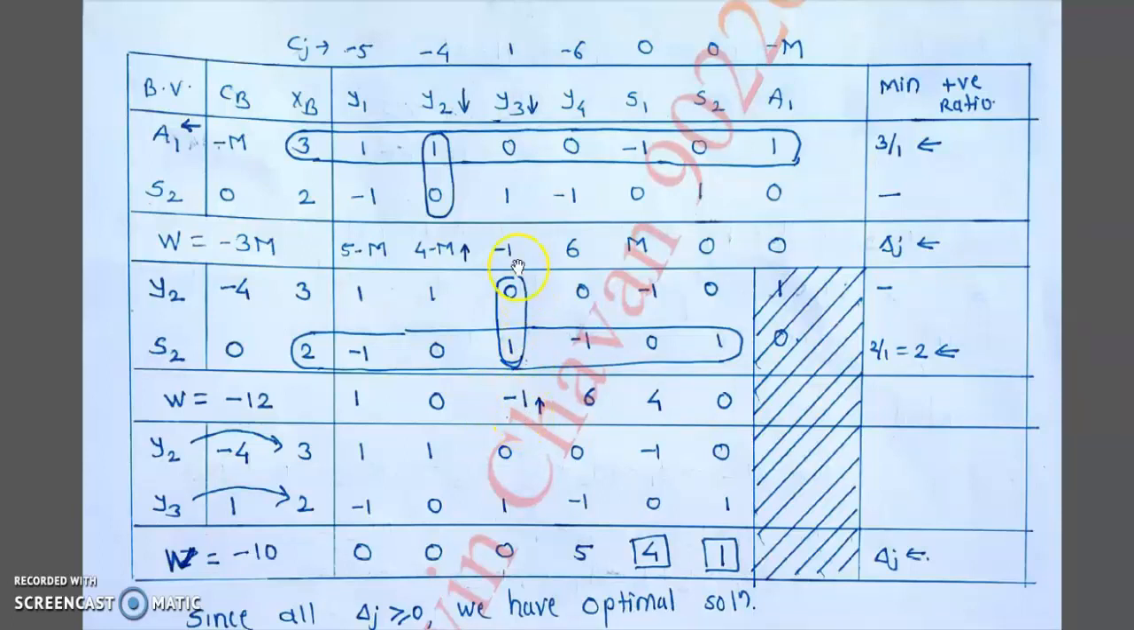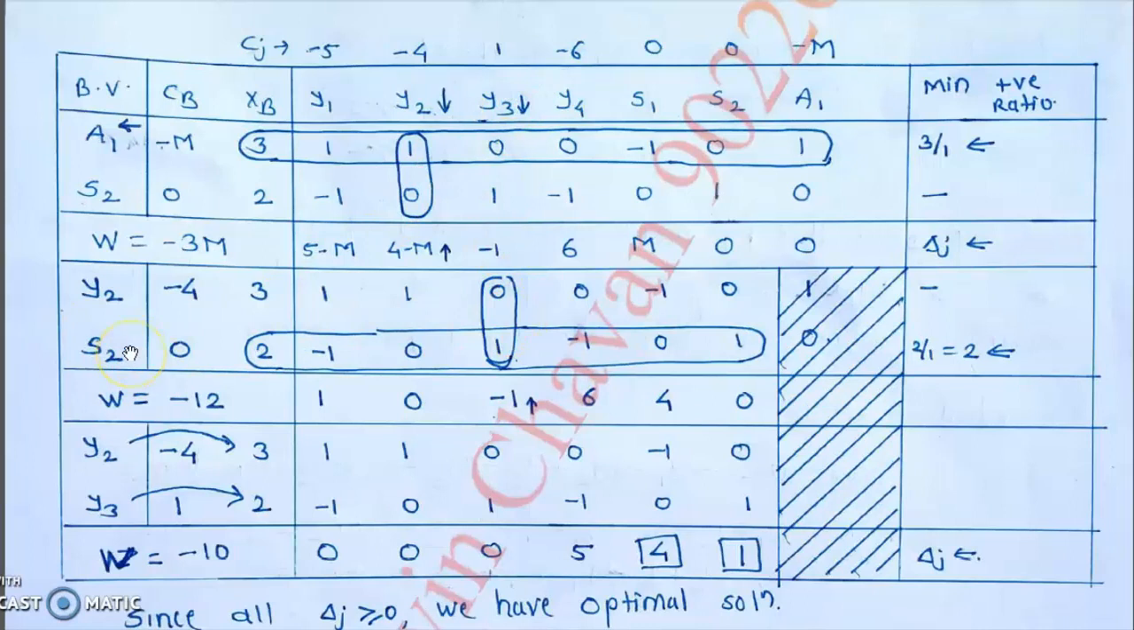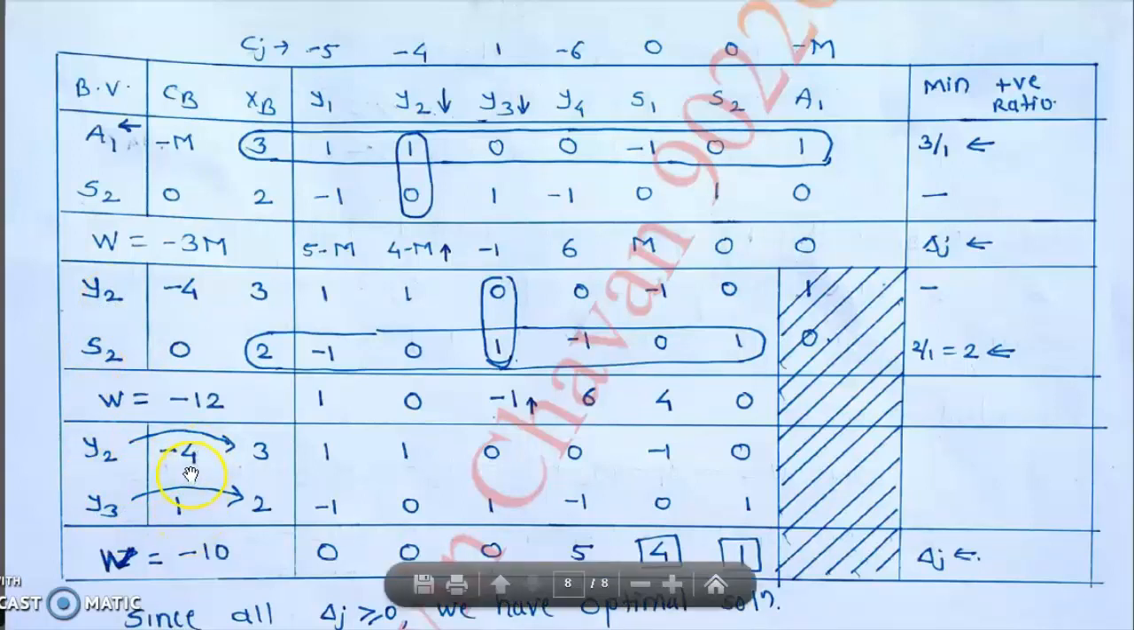Corresponding to minus 1, we have the key column as 0 and 1, and the corresponding variable, that is y3, takes part in the calculation for the next step. So we take the ratio with these elements. 3 upon 0 gives us a dash here, that is infinity, and 2 upon 1 is the only positive ratio. That's why corresponding to 2, this row is the key row, the corresponding s2 is the leaving variable, and y3 takes the place of s2. That's why we have y2 and y3. Therefore the coefficients of y2 and y3, minus 4 and 1, are taken from the objective function.